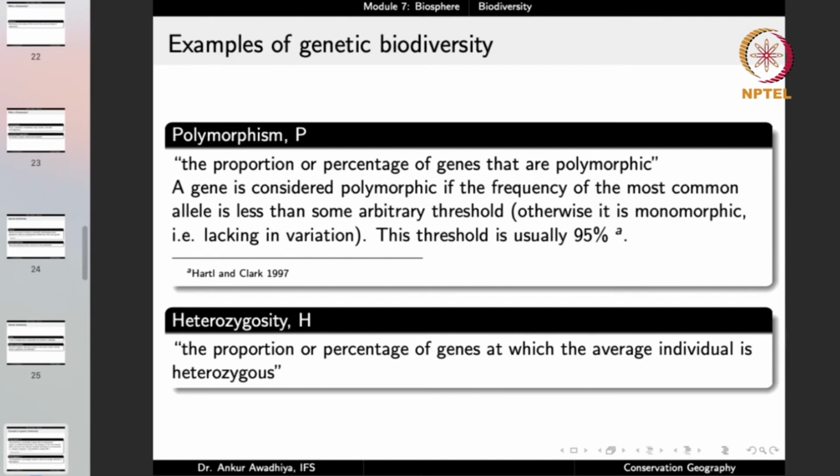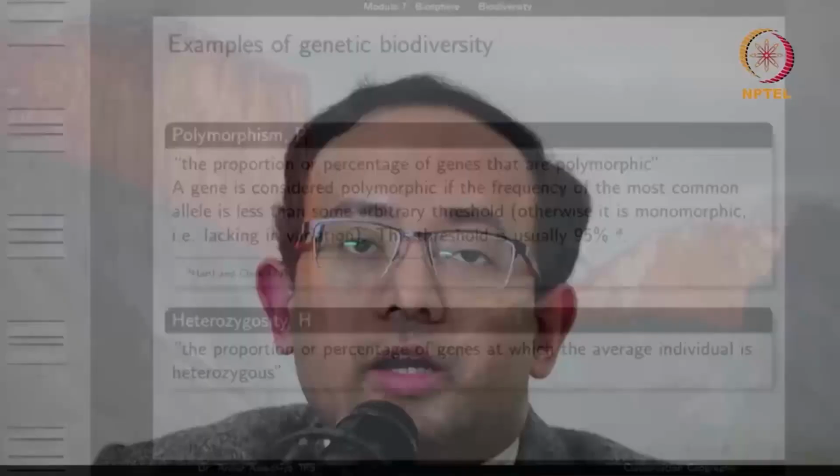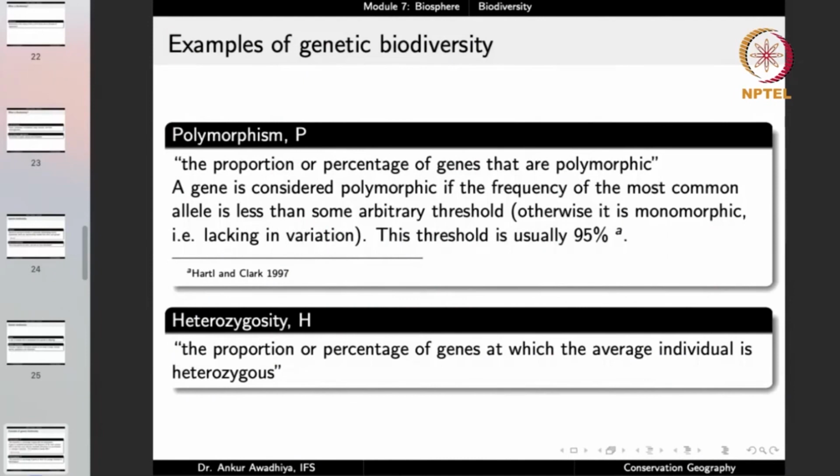That is, if you take an average individual, for how many genes is this particular individual heterozygous and for how many genes is he or she homozygous? So we are talking about the average individual. So this is a way in which we can quantify the genetic biodiversity. We can make use of polymorphism or heterozygosity.